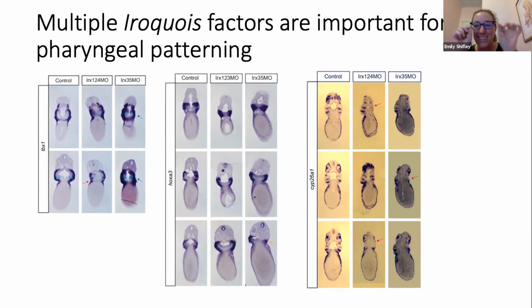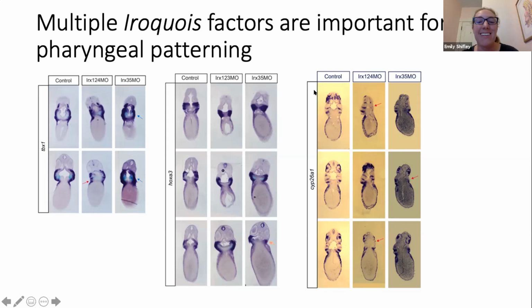Because you can also see the arches and the pouches in the pharynx. So TBX1, we see maybe some expansions with Iroquois 3 and 5, and that's the gene that's mutated in DiGeorge syndrome. HOXA looked pretty normal here, but then when we sectioned CYP26A1, we could definitely see reductions in the gene expression, and also the morphology of the pharynx is a little bit messed up when we knock down multiple Iroquois genes.